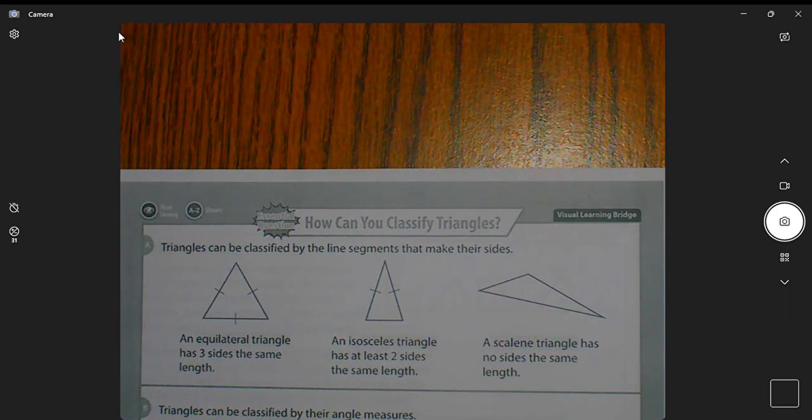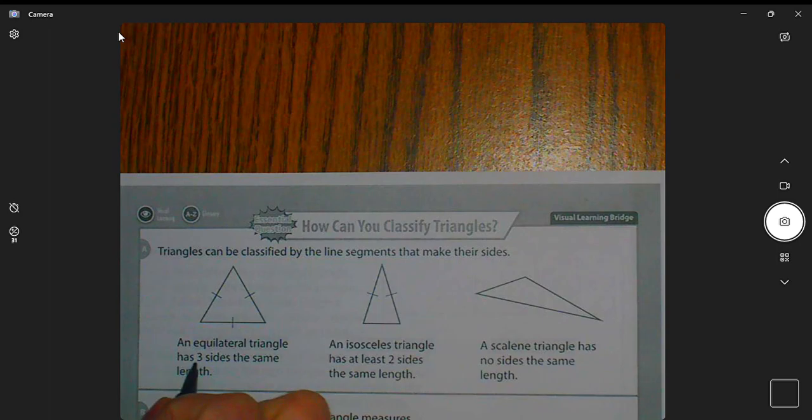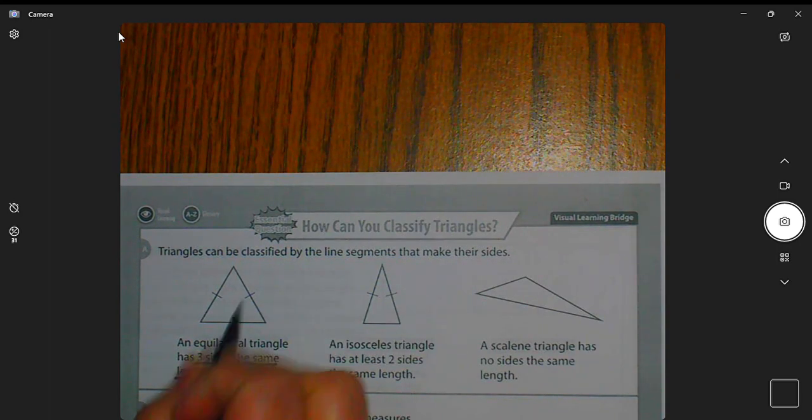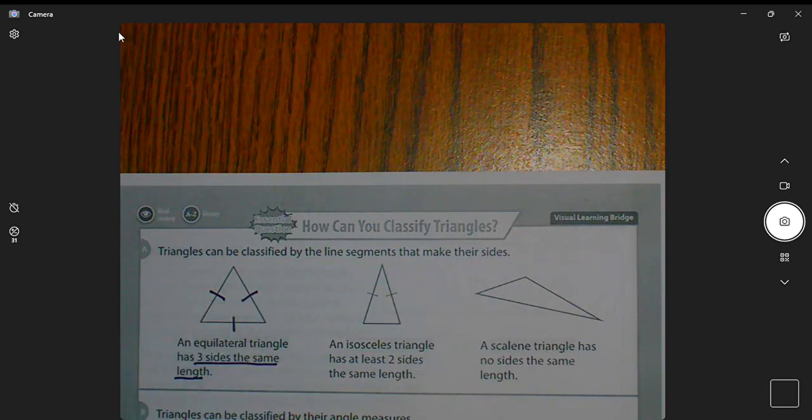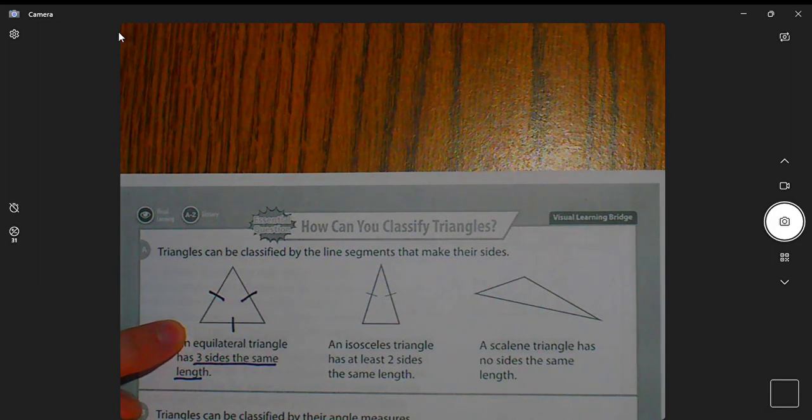So, an equilateral triangle has 3 sides that are the same length. And when I do testing, I will see these little dash marks. These dash marks mean same. These dash marks will tell me if something is the same length as another. So if all 3 sides are the same, they are equal.